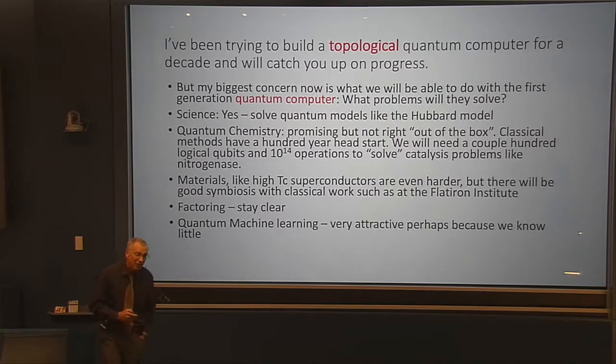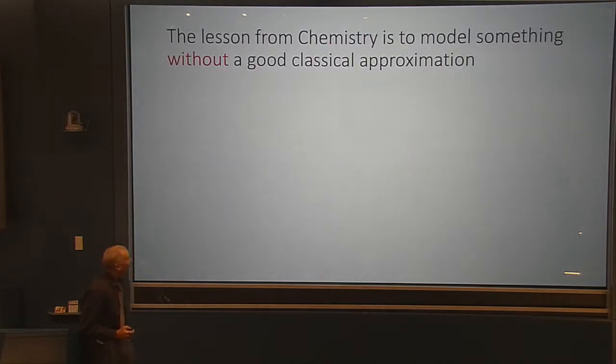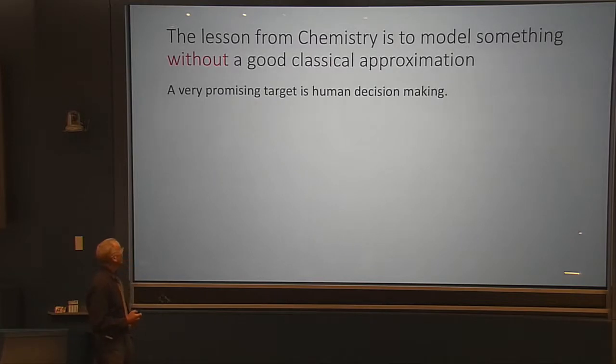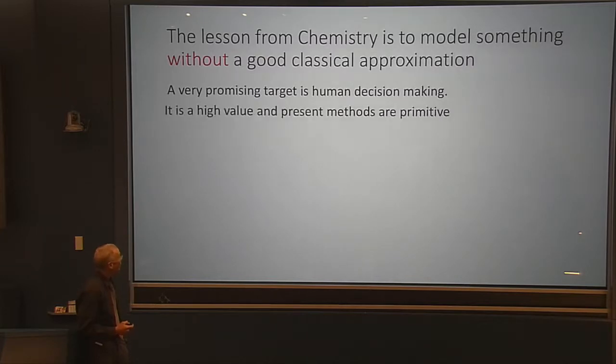Quantum machine learning actually looks extremely attractive. Now, I have to admit the main reason it looks attractive is we don't know how even classical machine learning works. So we can speculate quite a bit about how much better it'll work quantumly. But the main lesson I would take from the quantum chemistry example, which my colleagues at Microsoft worked quite hard on and made progress on, is that we need something without a good classical approximation if we want an early application of a small quantum computer. And I think human decision making is very attractive this way. It's a high value target, and the present methods are quite primitive.